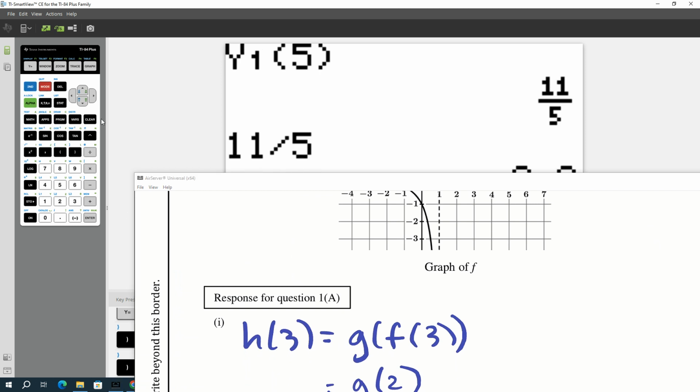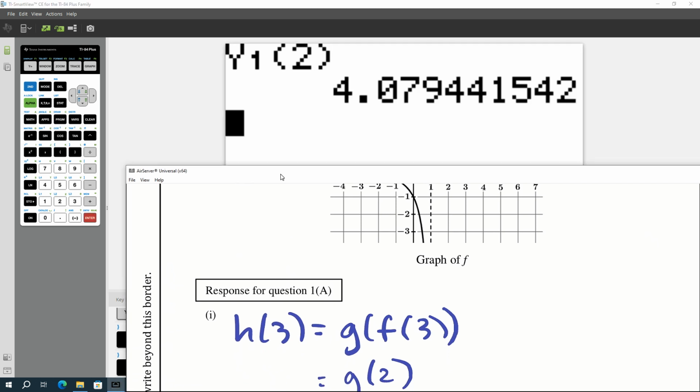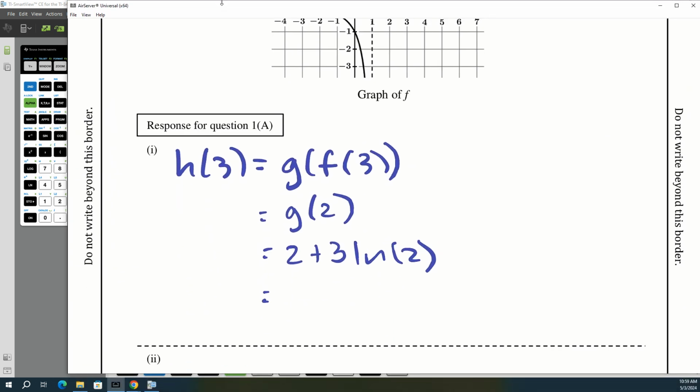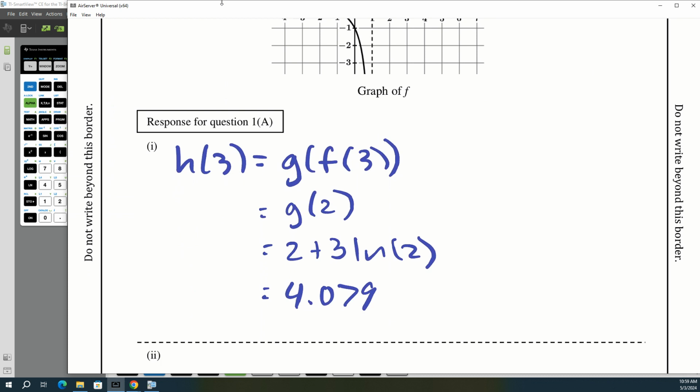So you can do y1 of 2. There it is. Be accurate to 3 decimal places, then we're good. All right, y'all good? Y'all get that? Okay.